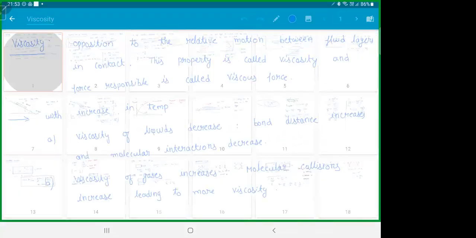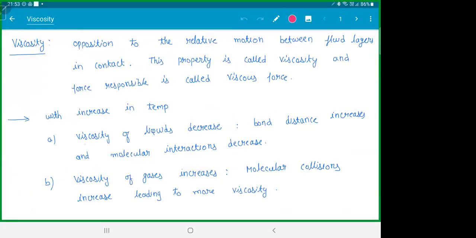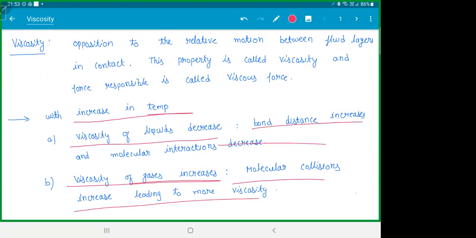Because in case of liquids, viscosity of the liquids decreases with increase in temperature. Viscosity of gases increases. Do you remember? Don't forget this. The reason we wrote was bond distance decreases, and here collisions will increase.